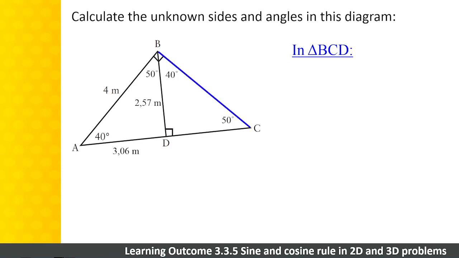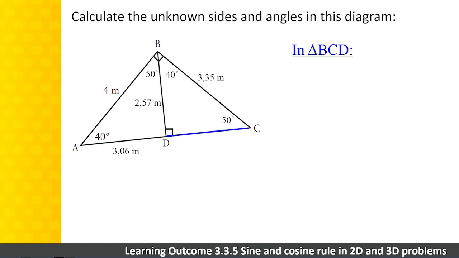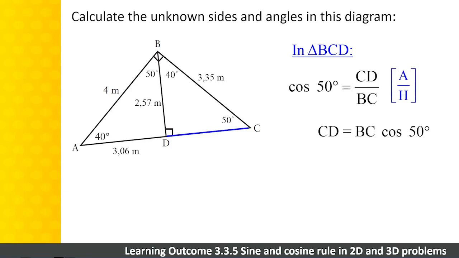Now we turn to triangle BCD to find the two remaining sides. Let's find BC first. Sine 50 degrees equals BD over BC, opposite over hypotenuse. Making BC the subject, BC equals 2.57 over sine 50 degrees, which equals 3.35 meters. Lastly, we need to find CD. Cos 50 degrees equals CD over BC. So CD equals BC cos 50 degrees. We substitute and get a final value of 2.15 meters for CD.